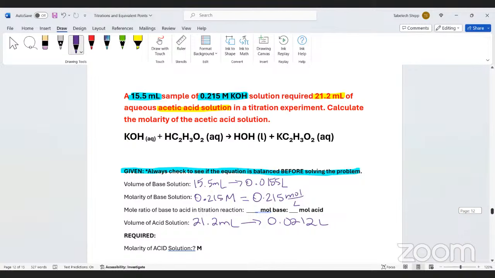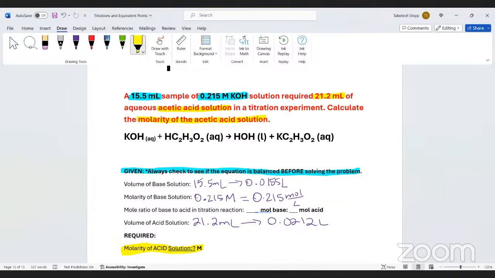Now, with this problem right here, you're going to be given 4 of the 5 numbers, okay? And because you're going to be given 4 of the 5 numbers, you're going to figure out, well, what is required? And they said to calculate the molarity of the acetic acid solution. So because you've got to calculate the molarity, that is what's required. That is your M. That's the missing piece.